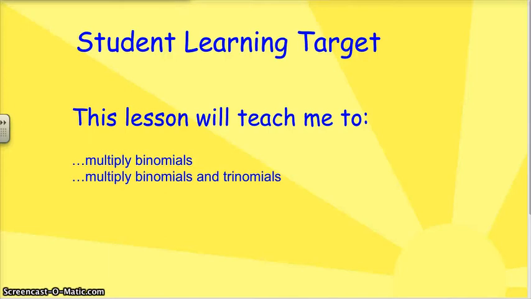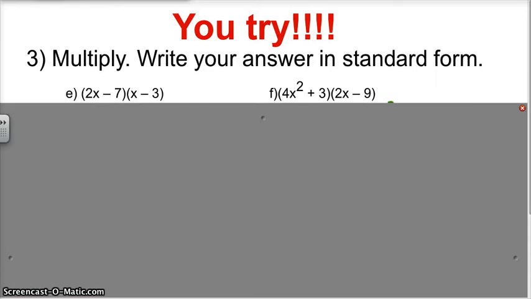Today's lesson will teach me to multiply binomials. This is day 2 of multiplying binomials, and it will also teach me how to multiply binomials and trinomials. Alright, this starts out with you try. Multiply. Write your answer in standard form. Please pause the video and try the 4 following problems.